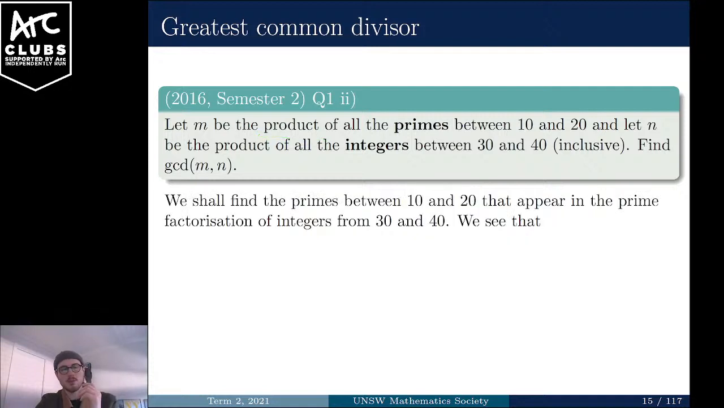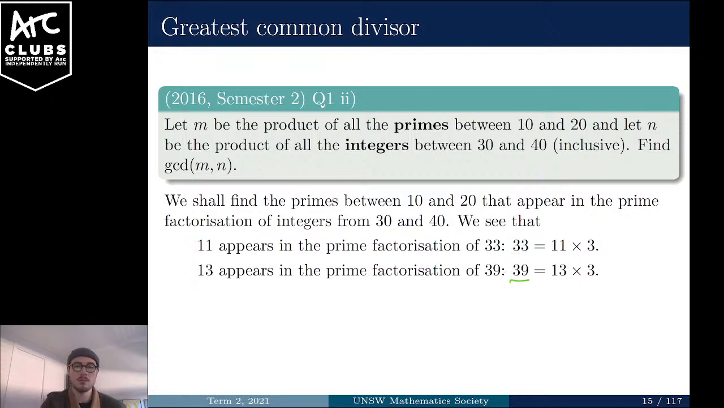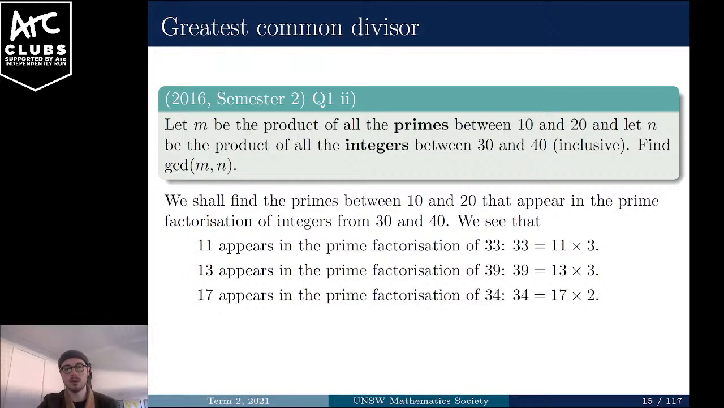So we shall find all the primes between 10 and 20 that appear in the prime factorization of integers from 30 to 40. Cool. So we see that 11's in there, because we've got 11 times 3, which is 33. Cool, that's good. 13's in there. Great, that's good. And again, times 3, we get 39. 17's in there too, with 34, 17 times 2. And then, so I guess the last one to check is 19. So we check 19, and 19 times 2 is 38. So therefore, all of these numbers appear.